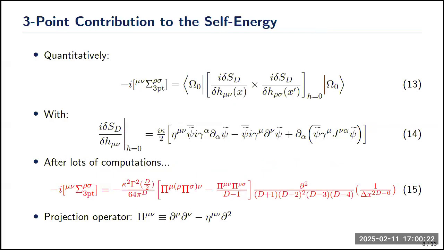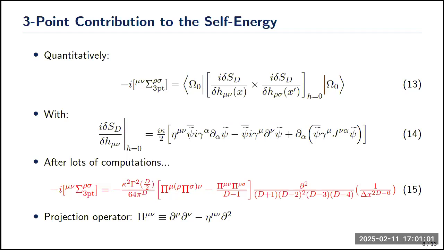Okay, so how does that diagram actually contribute to the self-energy? Well, we need to take into account the two vertices, one at x and one at x prime. And the way we do that is by functionally differentiating that Dirac action with respect to the graviton field. So we take its product, evaluate it when the graviton field is 0, and take its vacuum expectation value. One of these is going to look like this, involving the derivatives of psi and psi bar. And when all is said and done, you plug it in, calculate it. After lots of computations, it's going to look something like this.